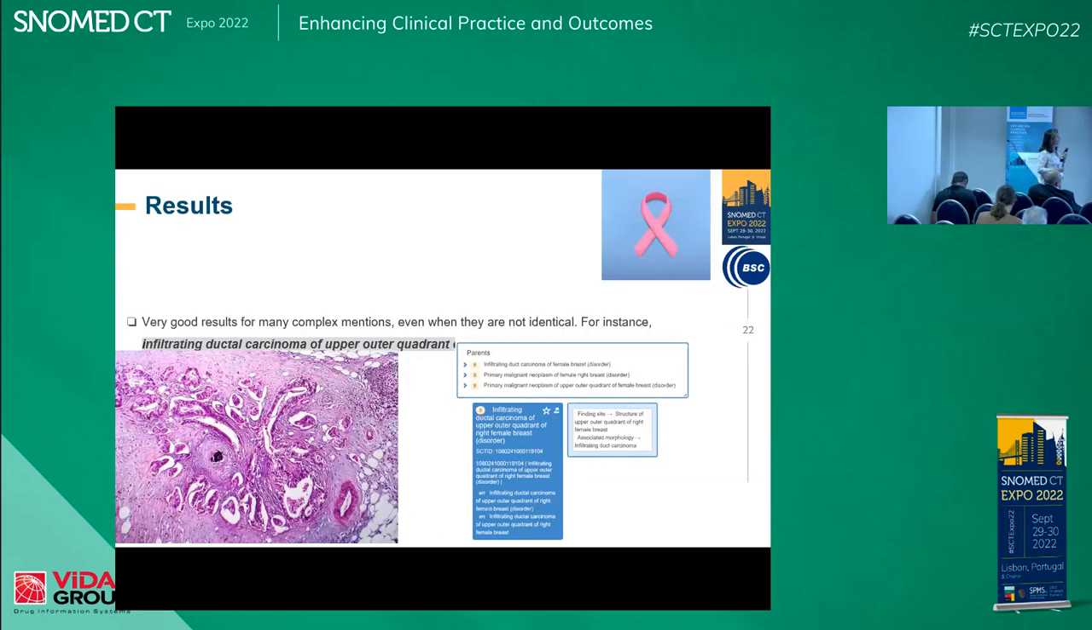However, I was quite happy with the 3 ontologies, and we have to say that, for instance, SNOMED, I don't see it very well, but infiltrated ductal carcinoma of upper quadrant of the left breast, etc., had a specific code in SNOMED. So it was quite good for many of them.